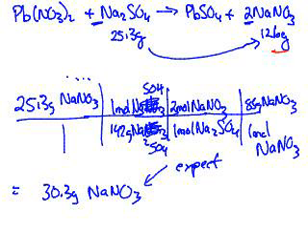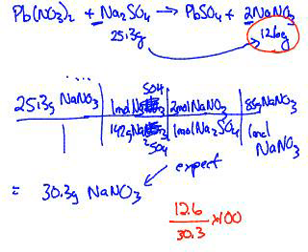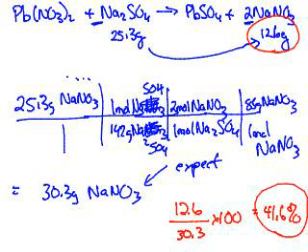But you actually only got out 12.6. So what is your percentage? Well, you'll take 12.6, divide by 30.3 times 100, and you get 41.6% yield.